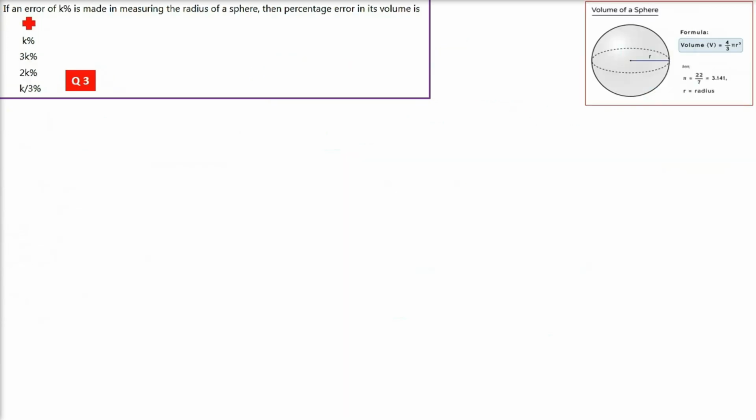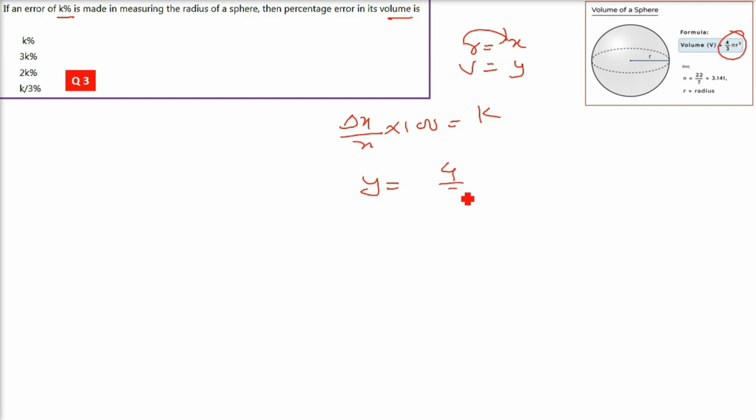So this is the answer. If an error of k% is made in measuring the radius of a sphere, then percentage error in its volume is. So radius, call it as x, and there is a percentage error of k. I'm calling radius as x, so volume I'm calling it as y. So delta x by x into 100 is given as k%. This is already given. Now the percentage error in the volume is, what is the volume? Y. What is the volume of a sphere? 4 by 3 pi r cube. We'll write it as 4 by 3 pi x cube.